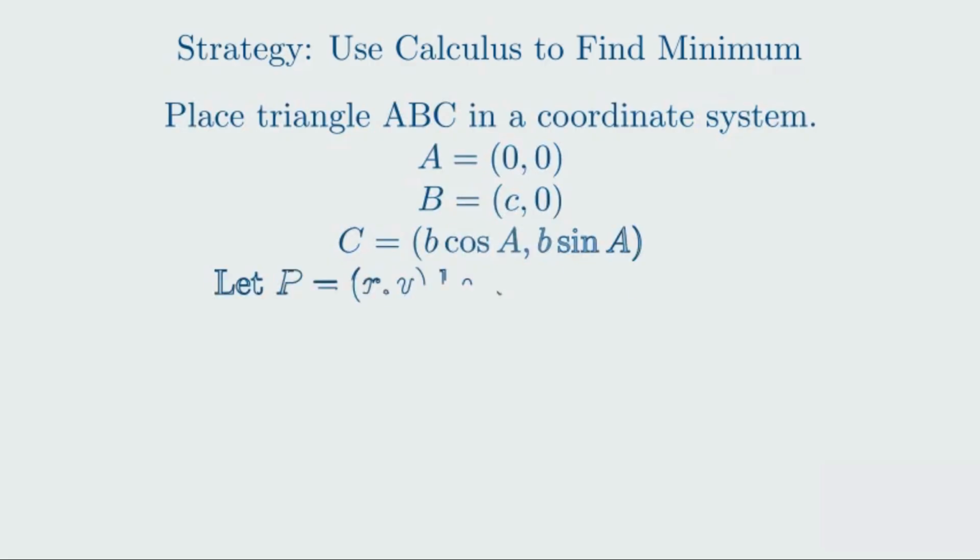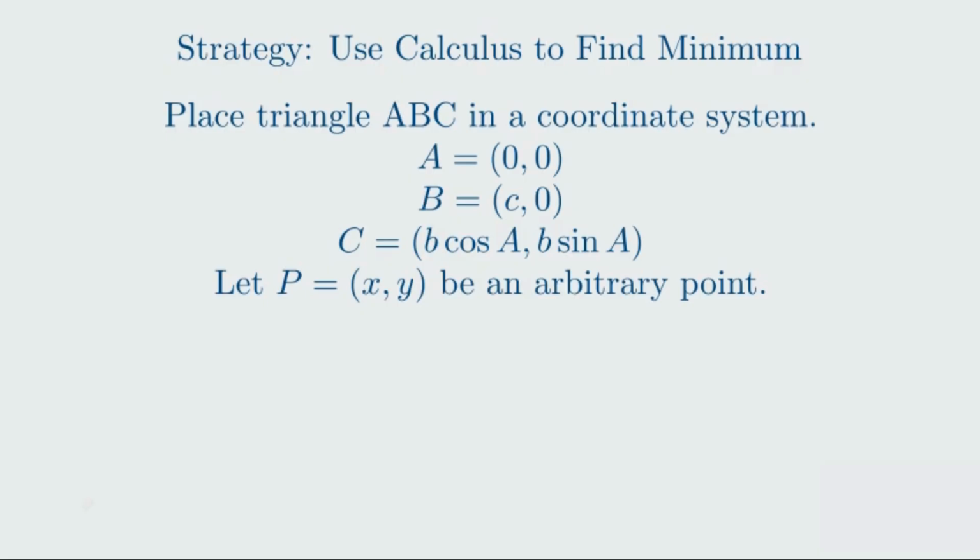Now, let's connect our understanding of the symmedian with the expression we want to minimize. Our strategy will be to use a powerful tool from calculus, partial derivatives. We'll place the triangle in a Cartesian coordinate system. This will allow us to define our expression as a function of the coordinates of an arbitrary point P, and then use calculus to find where its minimum value occurs. We place vertex A at the origin, (0, 0), and vertex B at (c, 0) along the x-axis. Using the law of cosines, we find the coordinates of vertex C to be (b cos A, b sin A). Let P be an arbitrary point with coordinates (x, y).